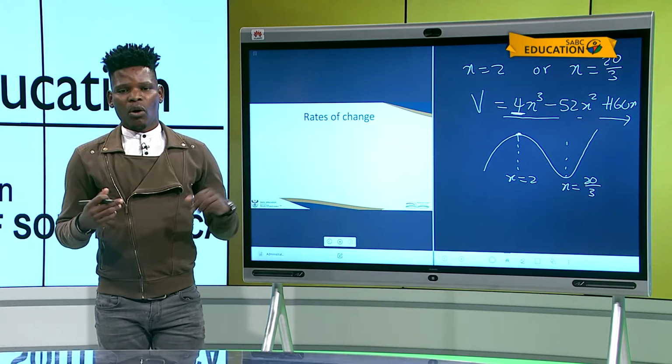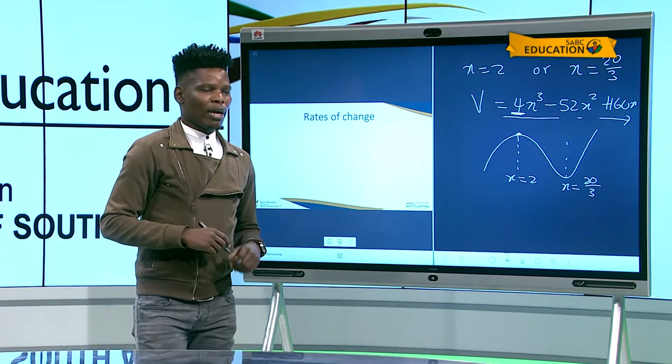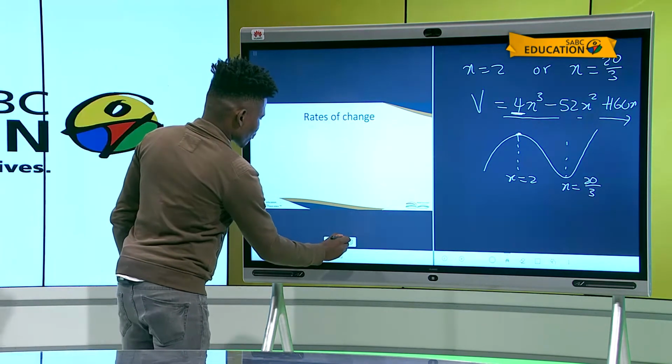So later on, we'll look at some exercises that deal with maxima and minima. But for now, let us look at rates of change.